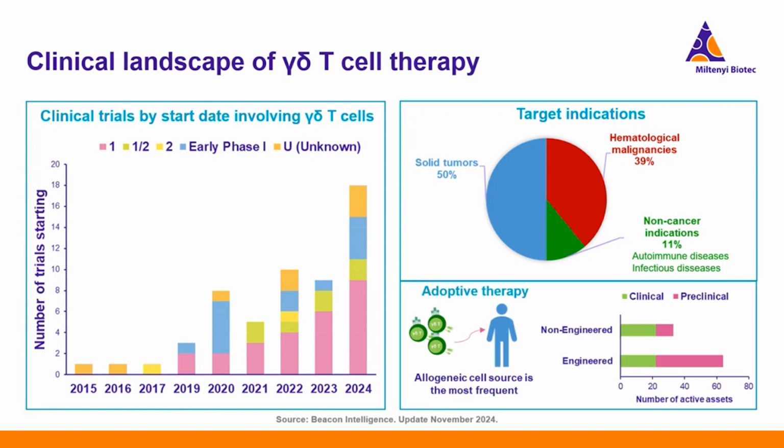If we consider the adoptive transfer of the cells for a therapeutic approach, the main cell source used so far is allogeneic. And also, if we look at the trends from the preclinical work that is being done, there is a high interest in engineering the cells to confer them even higher functionalities and more targeted functions.